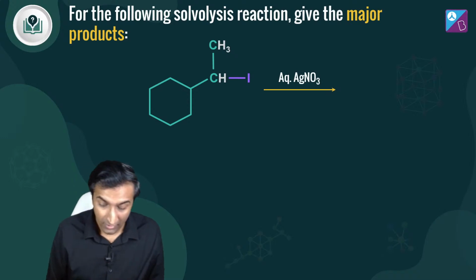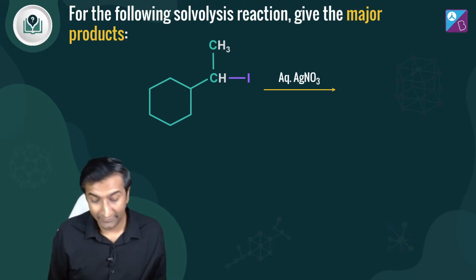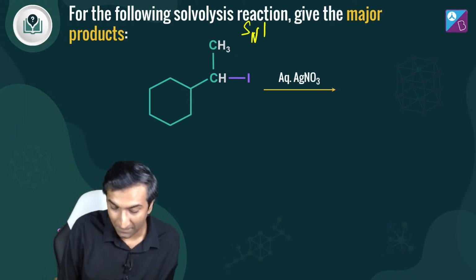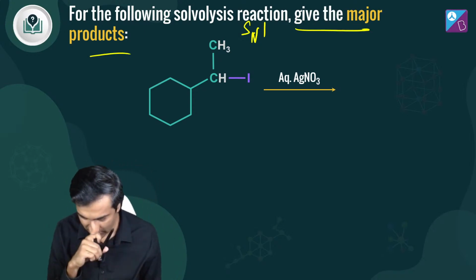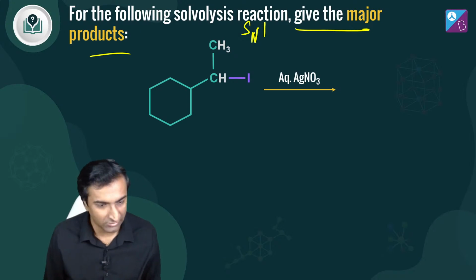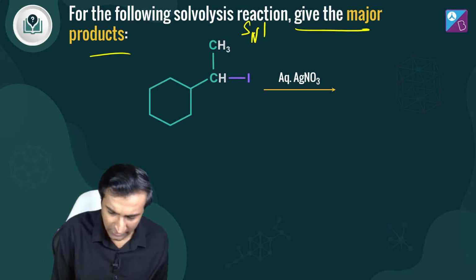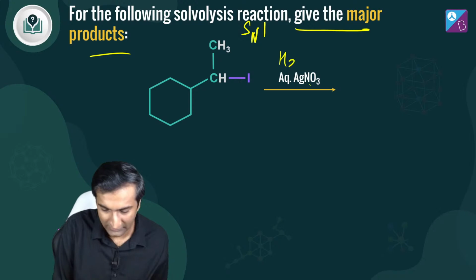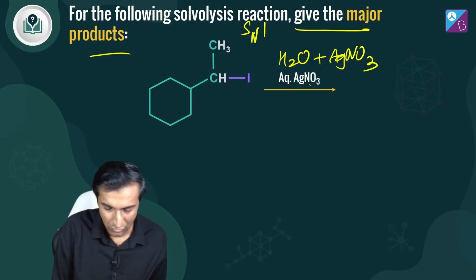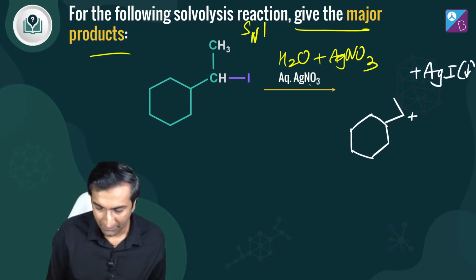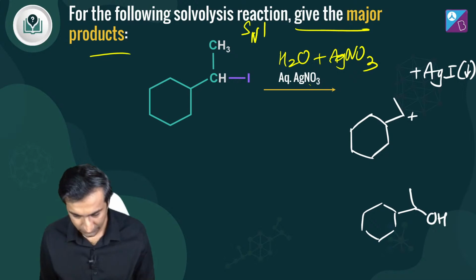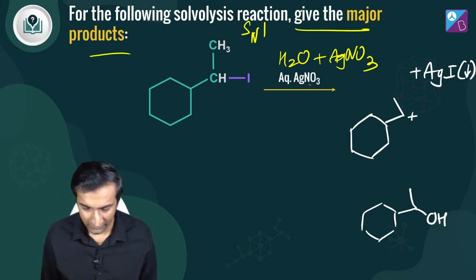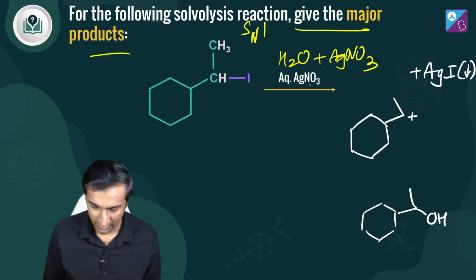ठीक है, एक और सवाल. For the following solvolysis reaction, solvolysis मतलब SN1. Give the major products. Major product. AgNO3 डाला, aqueous AgNO3. Just saying कि पानी and AgNO3. ये भी सिंपल है, कुछ नहीं होगा, आयोडाइड निकल जाएगा और आपका बनेगा ये आयन. That's it, cation बनेगा. This is what gets formed. Cool. Is that all right? Yeah.